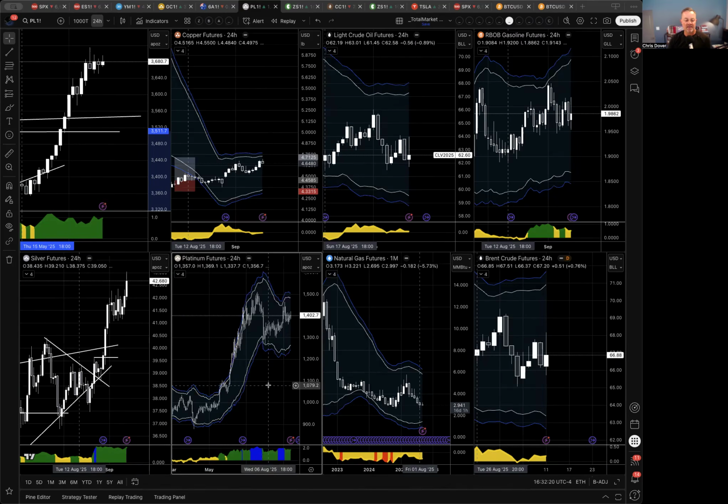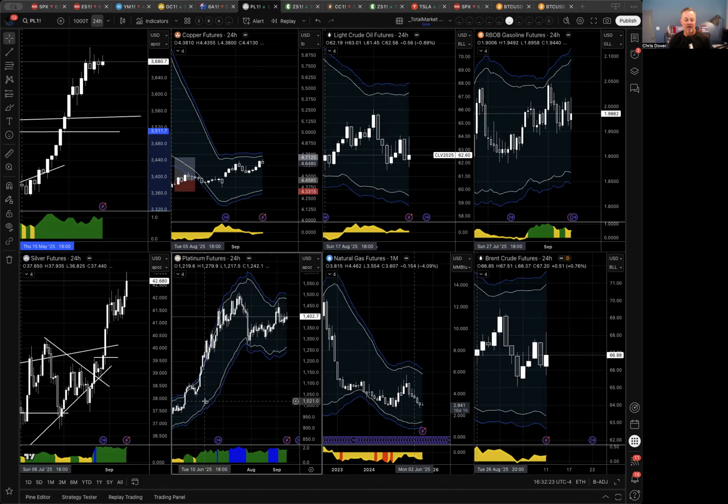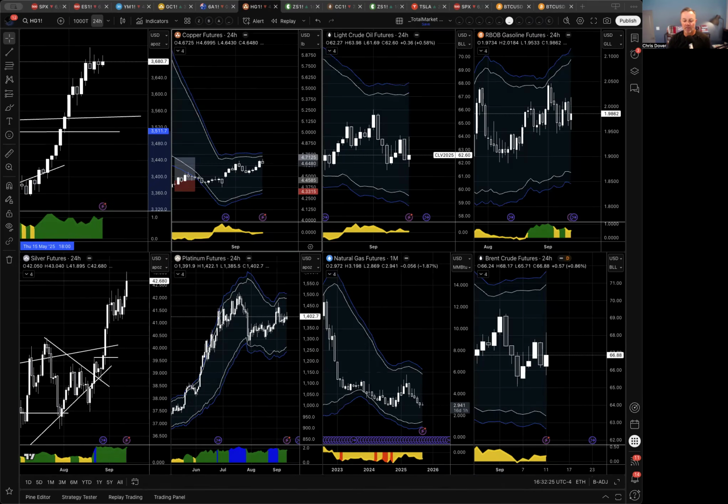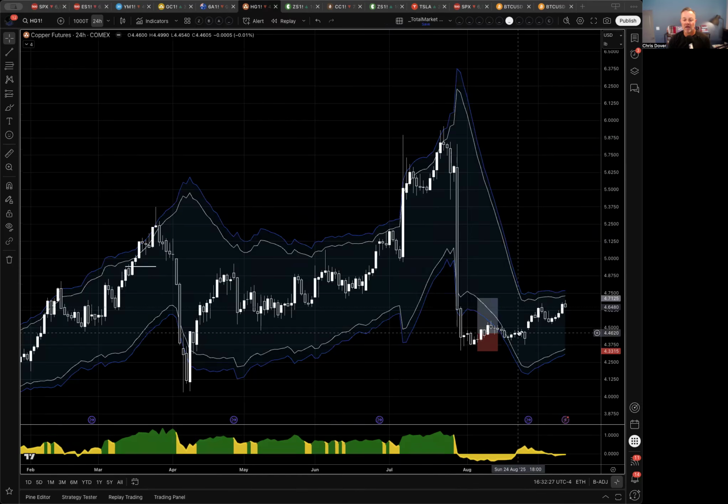Platinum has similar sorts of moves. Copper is an even more industrial metal. We are long copper, we are long silver, and we are long gold here at Microps. This nice move in copper has essentially done its 2R move. We still think that there is some upside to this.